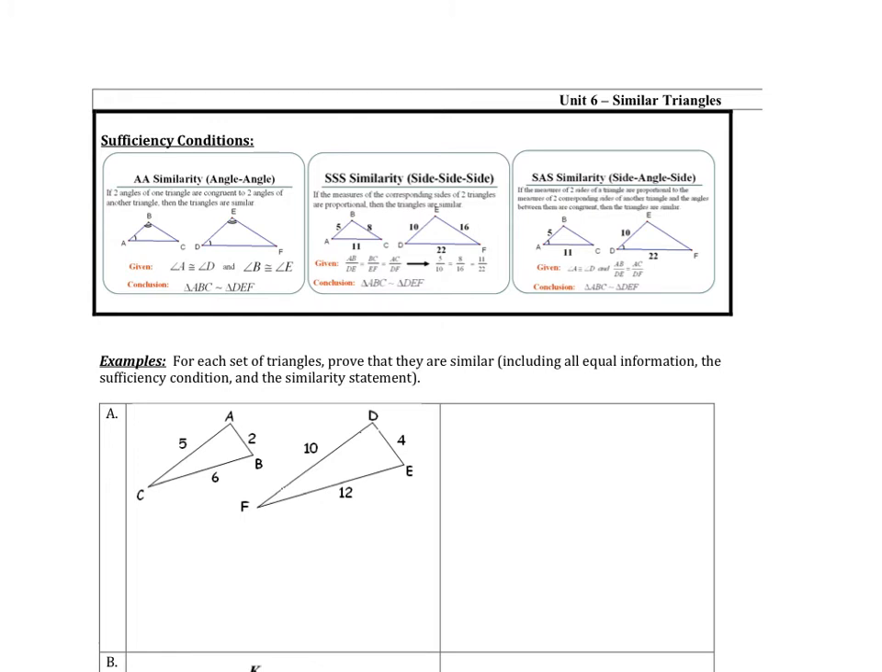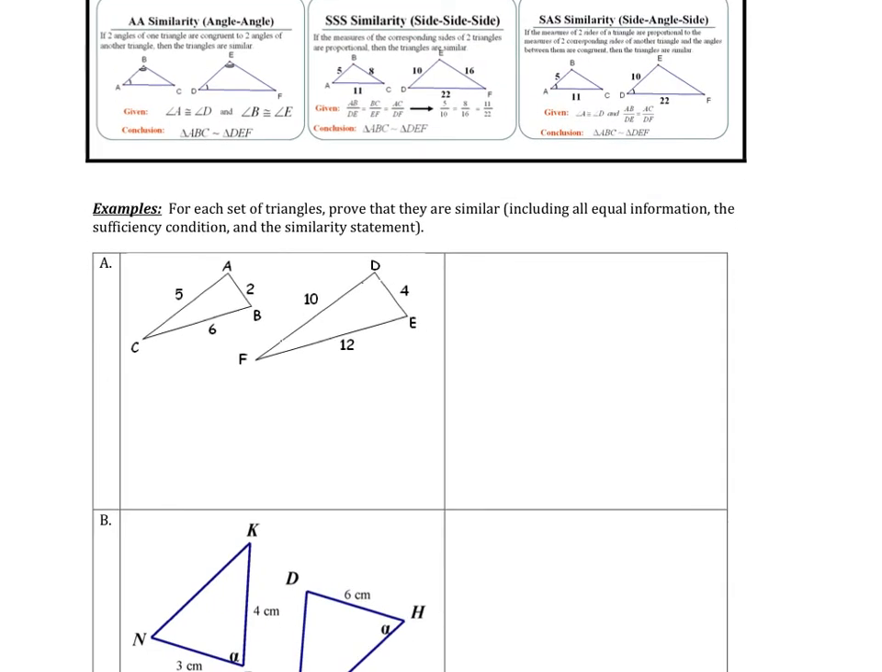Okay, so the first one, I'm not given any angles, so the only sufficiency that I can use to prove this would be side, side, side. So in this case, you kind of have to make a little guess what sides you think are matching. But just looking at it, the 5 and the 10, the 2 and the 4, and the 6 and the 12 look like they're matching just because the shapes already look like they're rotated to match. So to prove that they are similar, you have to actually show that the ratios are equal to each other.